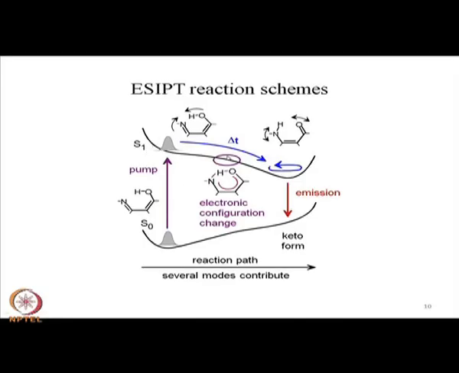So this is a typical ESIPT reaction scheme. This is your S0, you pump it to the S1 state, and this is your enol form. In this enol form, the nitrogen and hydrogen come close to each other, so that a hydrogen bond formation takes place. Then in some time this hydrogen gets transferred from here to here, and this double bond is rearranged so that the keto form is generated. There is an electronic configuration change.